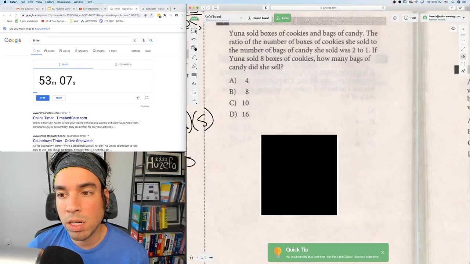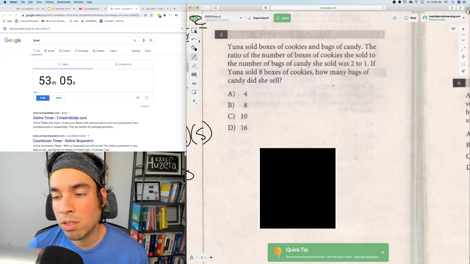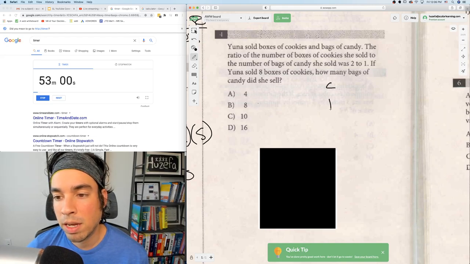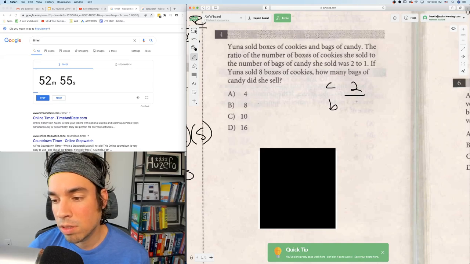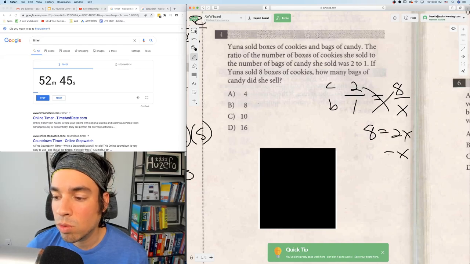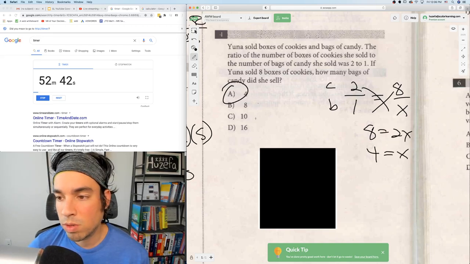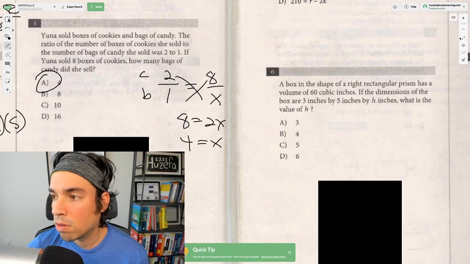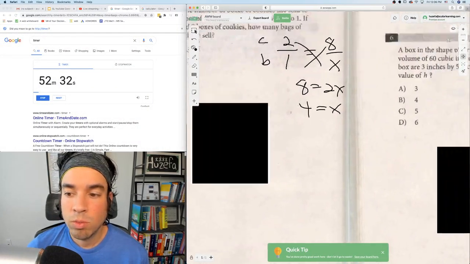Number 4, Eunice sold boxes of cookies and bags of candy. The ratio of boxes of cookies she sold to the bags of candy she sold was 2 to 1. If Eunice sold 8 boxes of cookies, how many bags of candy did she sell? Cross multiply, 8 = 2x. X equals 4. Let me just make sure I didn't read that wrong. So the ratio of number of boxes of cookies to candy is 2 to 1. 8 boxes of cookies, yeah, it's 4. It's half. Uh-oh. Sorry.